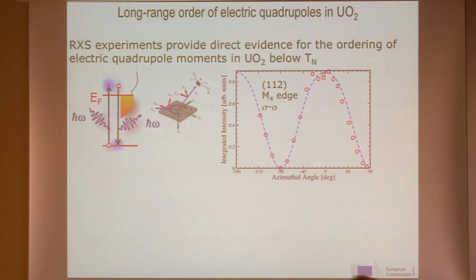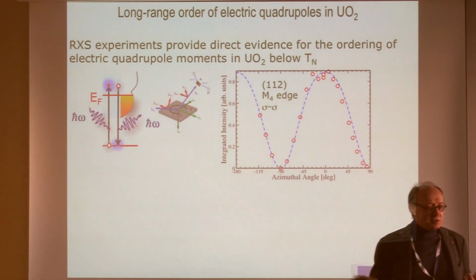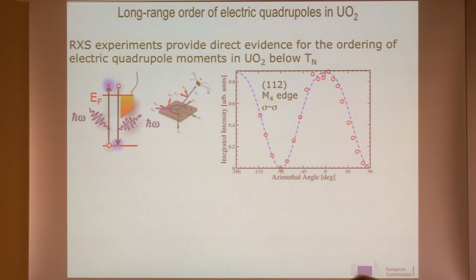Okay, what happens to all these degrees of freedom? We knew that in uranium dioxide, the magnetic dipoles order, and we knew the structure: triple-k transverse antiferromagnetic. To detect the order of electric quadrupoles is more tricky, because quadrupoles do not couple with neutrons. So you cannot observe quadrupole ordering directly with neutron scattering. You can have an indirect indication only if you observe a distortion of the lattice.